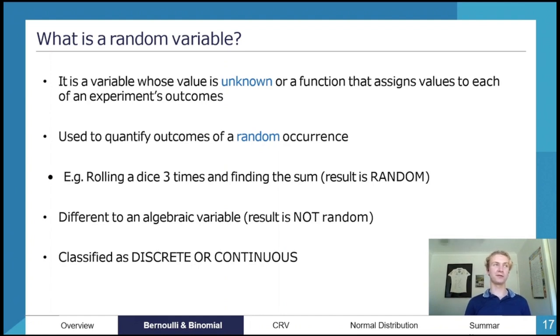Obviously, the factors would be like forces involved and the texture of the surface and friction, all this. We just assume it's random. So it's different to an algebraic variable where the result is not random. I just want to make sure that first sentence is right. If you have a probability density function, it's not random. Random means that we don't know, whereas a probability density function is an algebraic variable of value, right? The result is not going to be random.